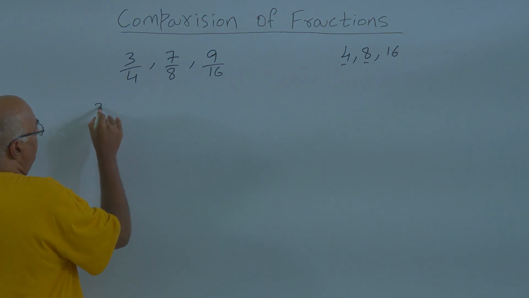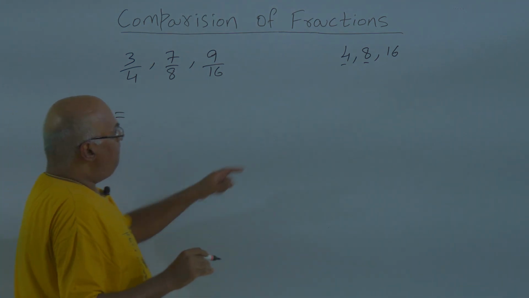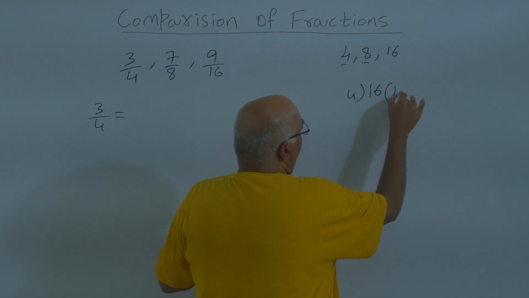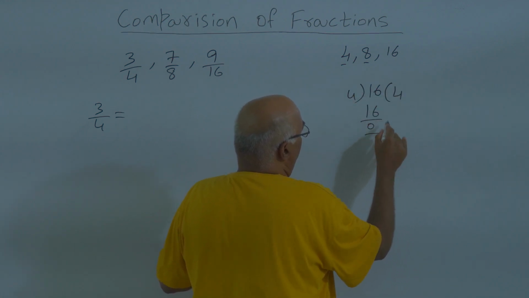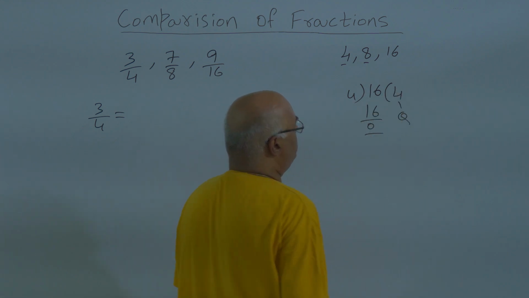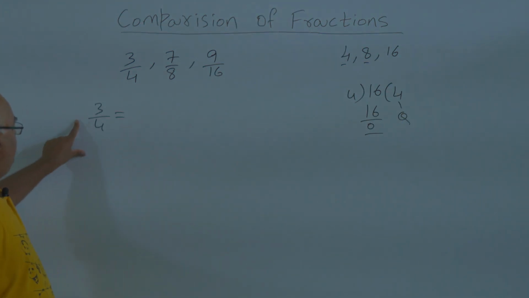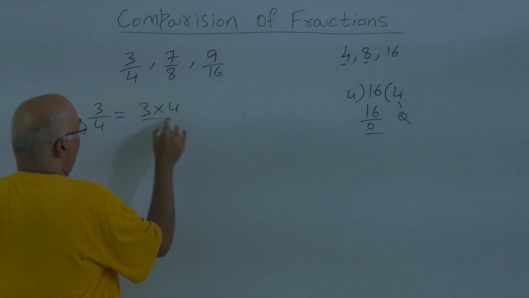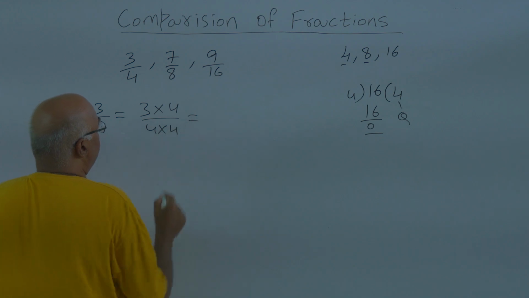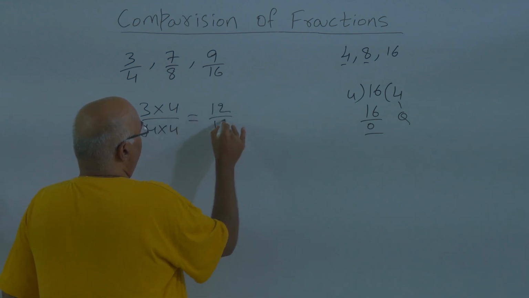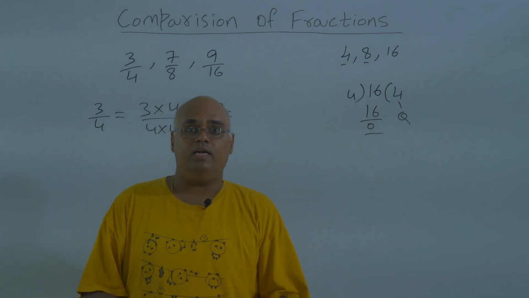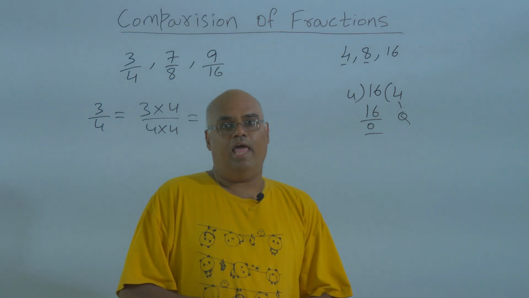So, first I will write 3 by 4 is equal to, now you divide this 16 with 4. When you divide 16 with 4, you will get 4. 4 4s are 16, remainder is 0. So, the quotient you are getting is 4. So, what I will do is, I will multiply the numerator and denominator of this fraction 3 by 4 with the quotient 4. So, 3 into 4 by 4 into 4, this is equal to 12 by 16. If you see carefully, 9 by 16 and 12 by 16 are like fractions.